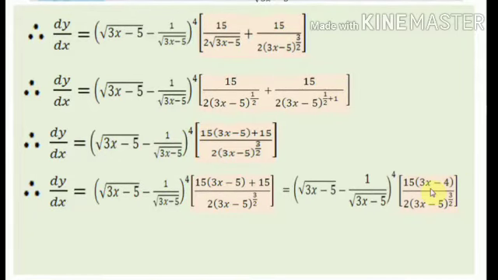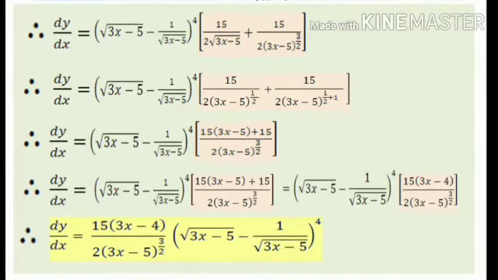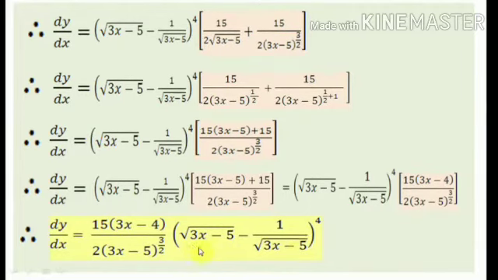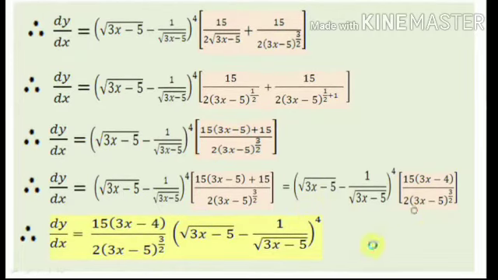and therefore the derivative of y with respect to x, dy by dx, is 15 into (3x minus 4) divided by 2 into (3x minus 5) raised to 3 by 2, into another bracket, root of 3x minus 5 minus 1 upon root of 3x minus 5.